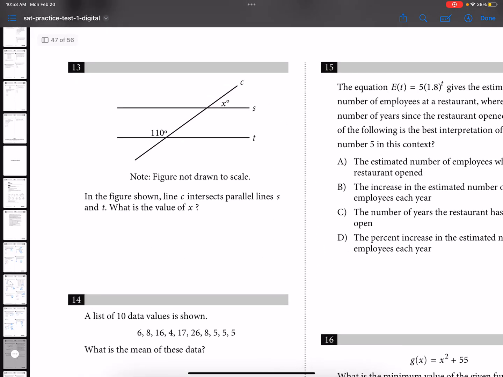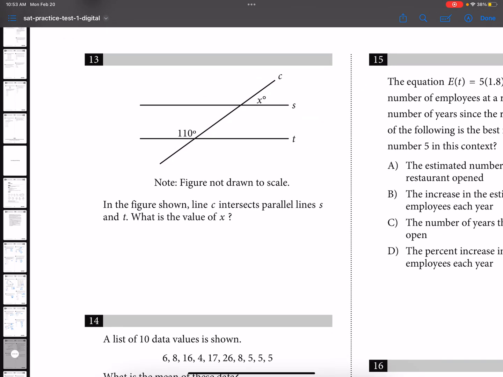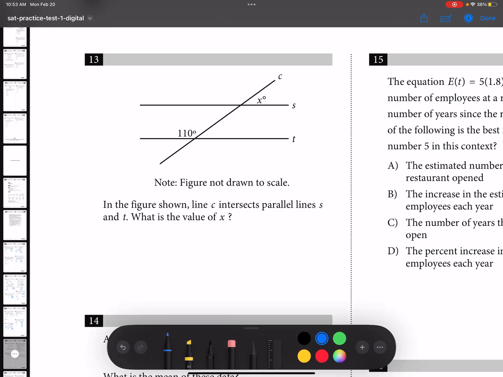All right, number 13. In the figure shown, line C intersects the parallel lines S and T. What is the value of x? A simple way of solving this: we already know that this is 110. Because this is a straight angle, we know 180 minus 110 gives us 70, so this will be 70 degrees. Now we know that this angle and this angle, because a parallel line is going through it, will be the same. So x is equal to 70. Our answer is 70.